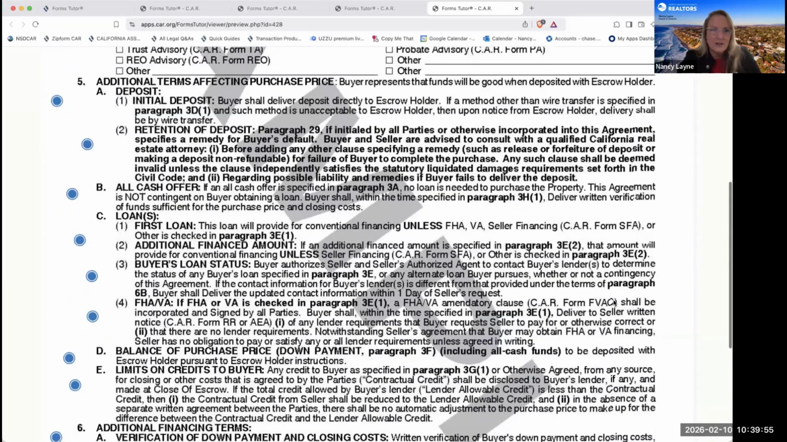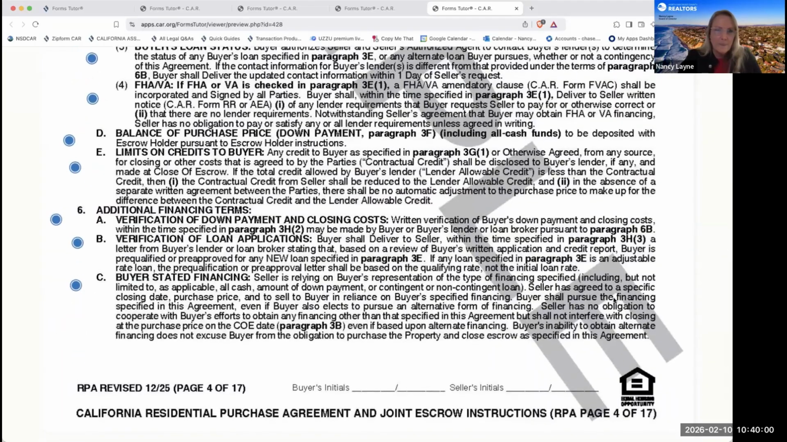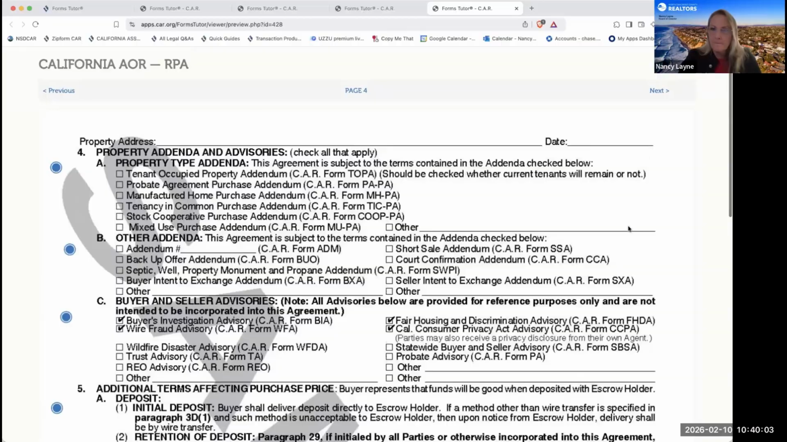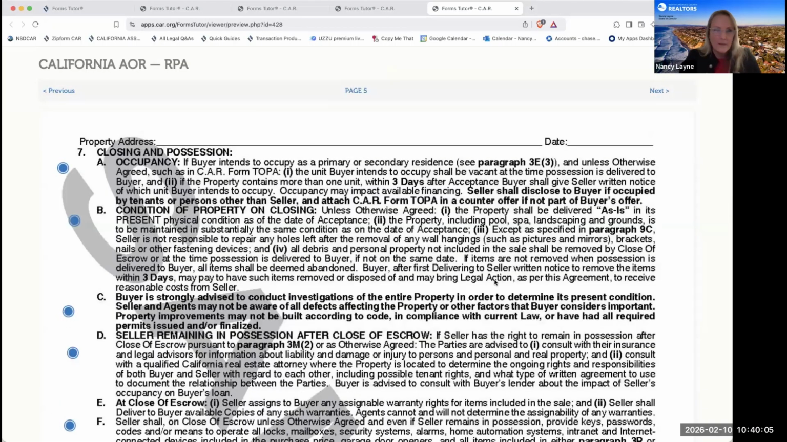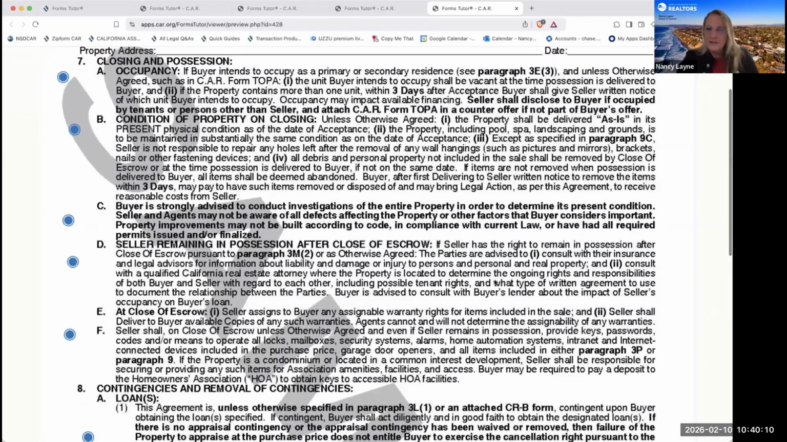Additional terms, the initial deposit, the retention to deposits, all of these things you guys are very familiar with. If the buyer intends to occupy, this is one that's come up recently where people are checking that it's their personal property because it gives them a different lender rate. If they do not follow through with that, that's serious, but it's between them and their lender, essentially.